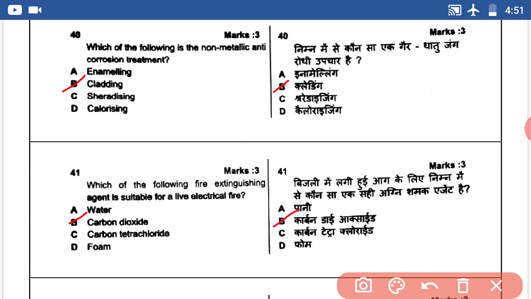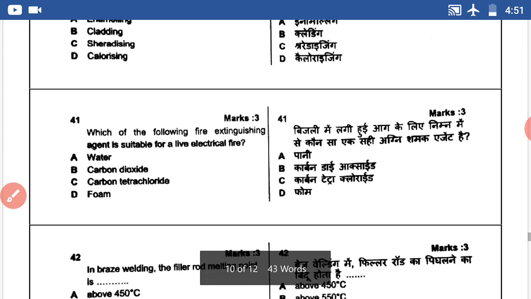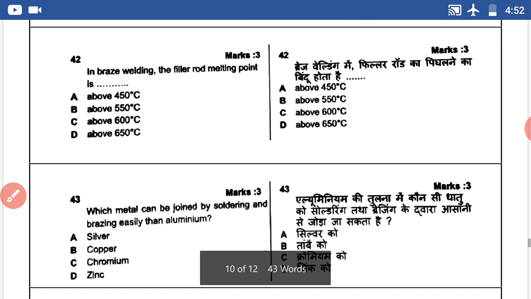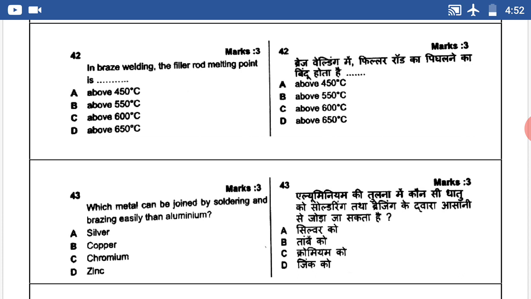Question number 42. In pressure welding, the filler rod melting point is dash. The answer is above 450 degrees Celsius. Answer A.